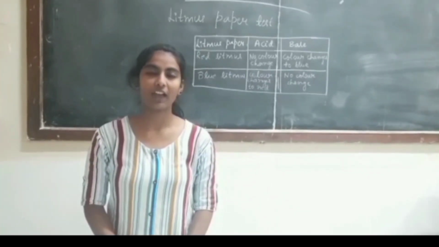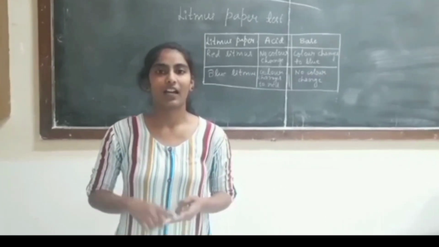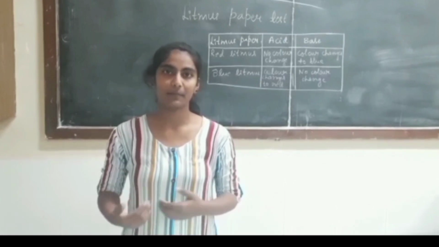To conclude, we have used three natural indicators. Those are China rose, turmeric and litmus paper to differentiate acid and base. Now can you guess why he was irritated when a honeybee stung him? Let's know the answer through a video.